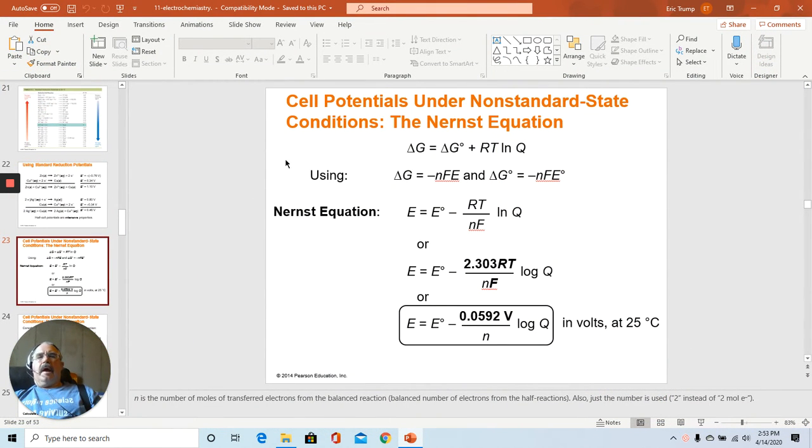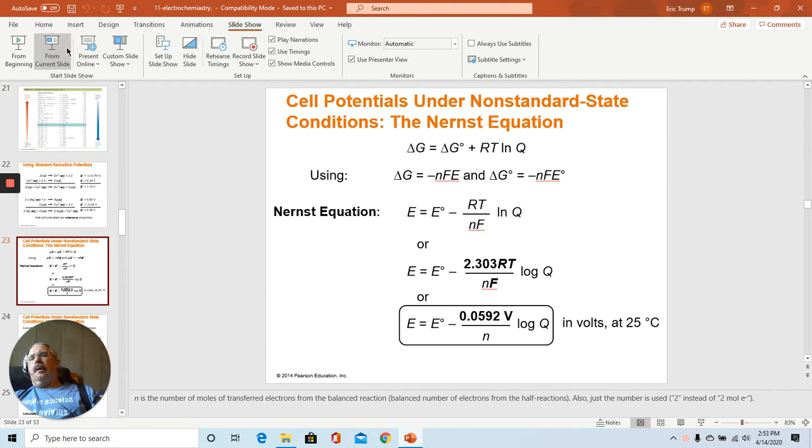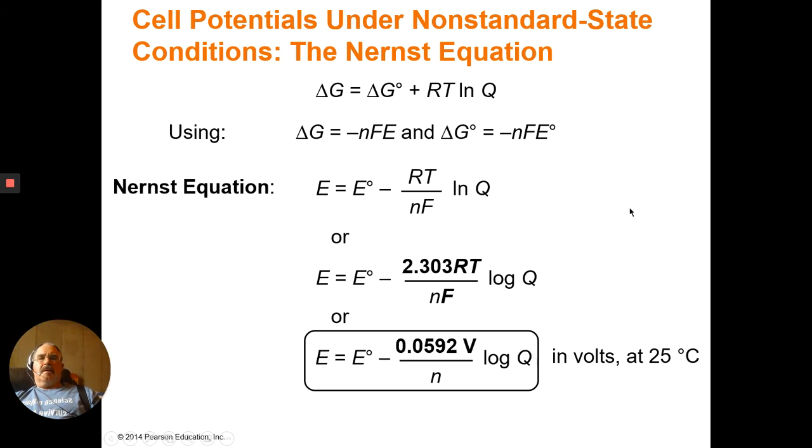Next, we're going to look at cell potentials under non-standard state conditions. Standard state conditions are defined as having solutions of 1 molar in concentration and any gases at 1 atmospheric pressure and a temperature of 25 degrees Celsius. Okay, all of our temperatures are going to be at 25 degrees Celsius unless we specify otherwise.